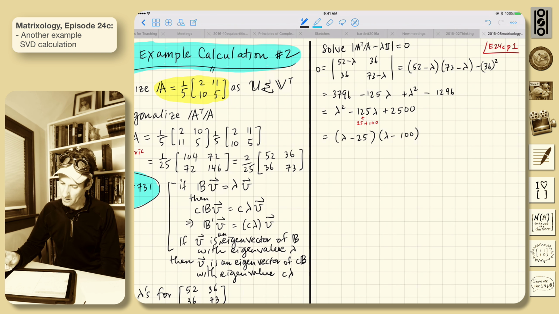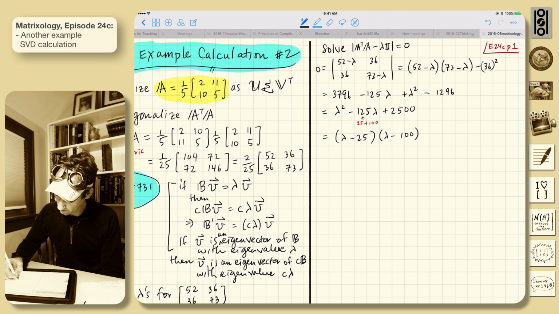So we're actually not solving for A transpose A. This is not quite A transpose A. We have to multiply whatever we get out by 2 over 25. So this gives us lambda 1 equals 100. Put them in order of size. And then we have to multiply by 2 over 25.